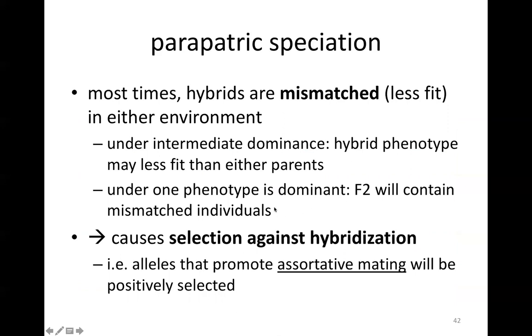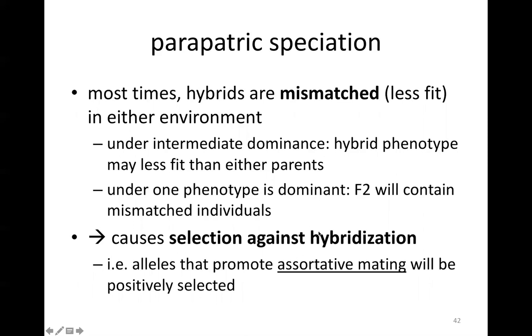So again, you will have some of the hybrids being lost eventually in the F1 or in the F2 due to mismatches to the environment, so lack of local adaptation, misadaptation. So this situation will cause selection against hybridization.